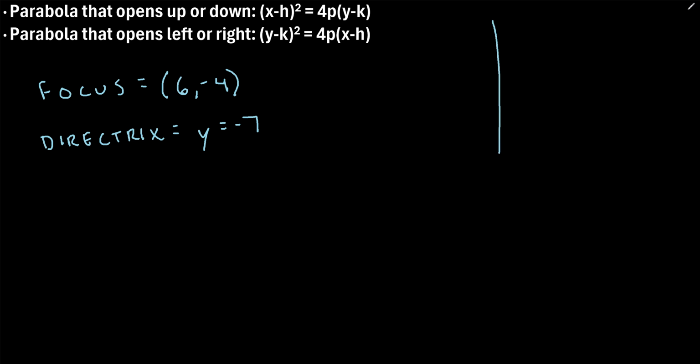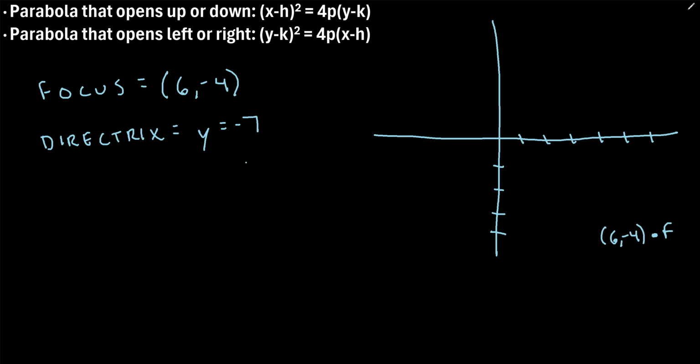Well, when we're doing these types of problems, it helps if we can visualize this situation. So the focus is 6, -4. So that would be 1, 2, 3, 4, 5, 6. And -4, 1, 2, 3, 4. So here's our focus right here. We'll label that F. That's 6, -4.